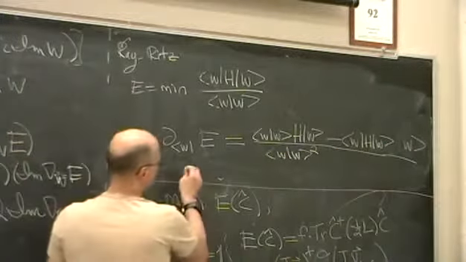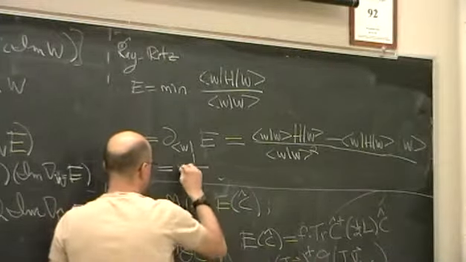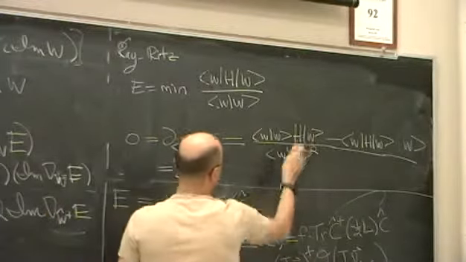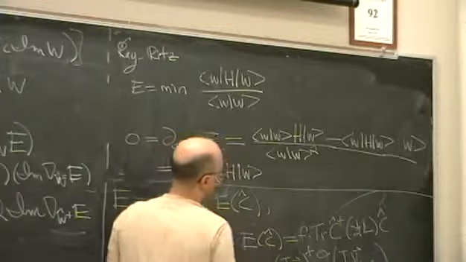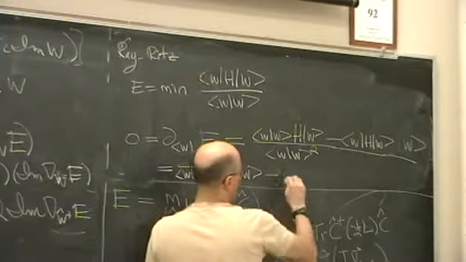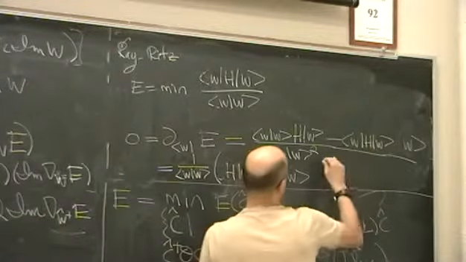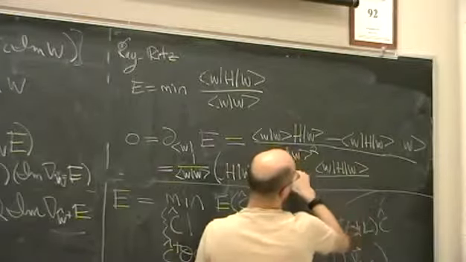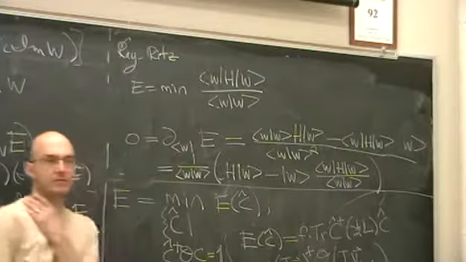So let's see if we can simplify this a little bit. There's an overall factor of the normalization. The first term then is just H on W. The second term I could write as the vector, the ket W, times W H W over W W. Like that.